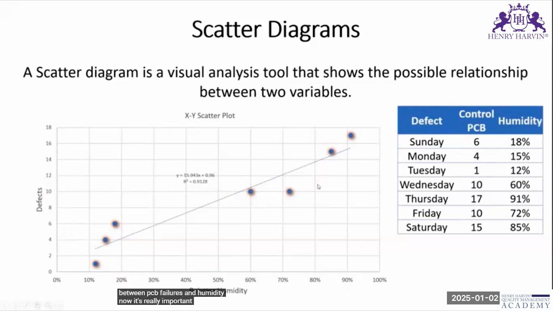Now, it's really important when you're looking at the scatter diagram not to assume that this relationship is a causal relationship, right? There's this really important concept that you can have correlation without causation. Two parameters or two variables can correlate without having a cause and effect relationship.